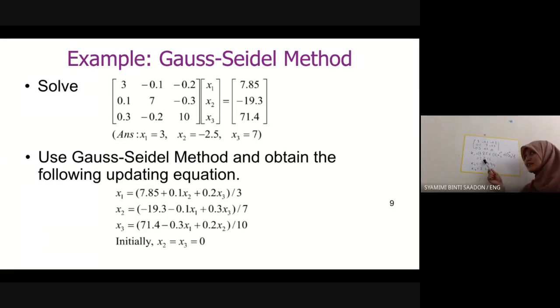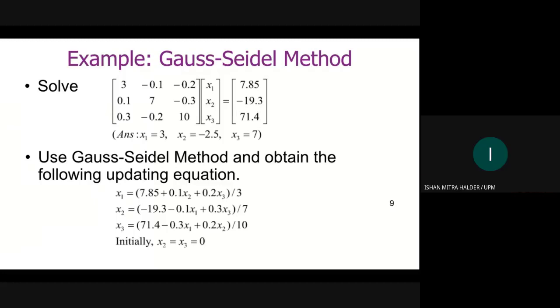Like here, in the first iteration we get x1 as 2.6, nearly 3 already. This one is minus 2.79, where the solution is minus 2.5, and this one we get 7.0056, so nearly 7 already. So you just do 2 rounds of iteration, because we do it manually. If we have computer programming, then we can increase the number of iterations.